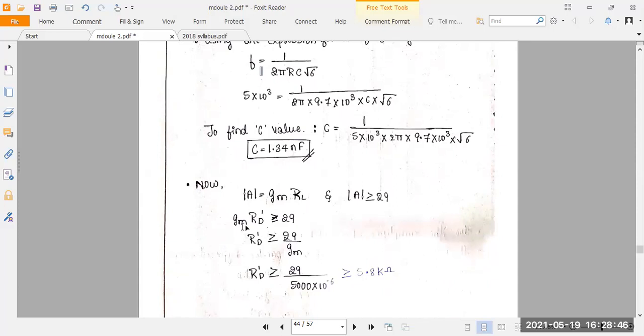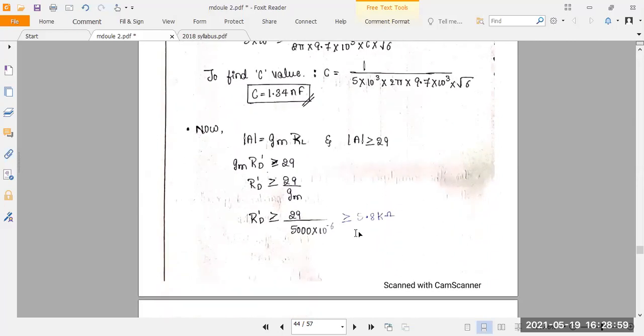We know the GM value, 5000 micro given. So RD you take outside, GM you take to the right side here. You almost got 29 divided by 5000 microsiemens. How much did you get here? 5.8 kilo. RD dash, how much did you get here? 5.8 kilo.